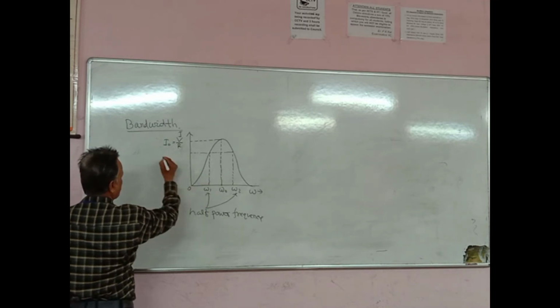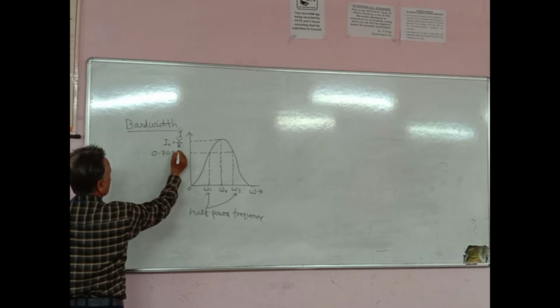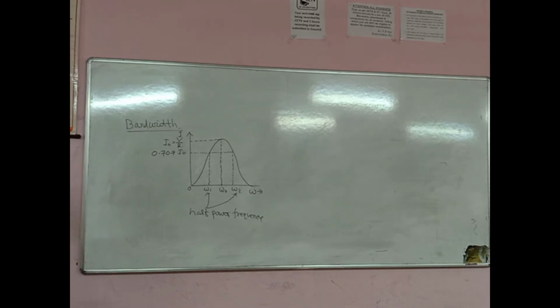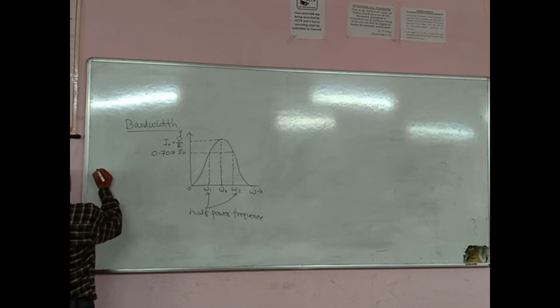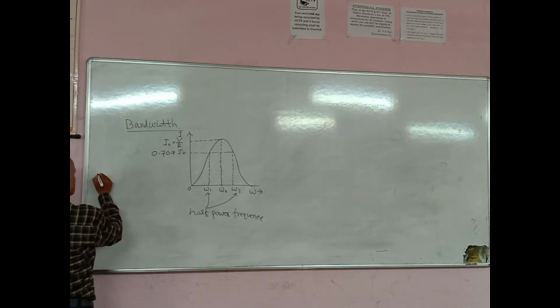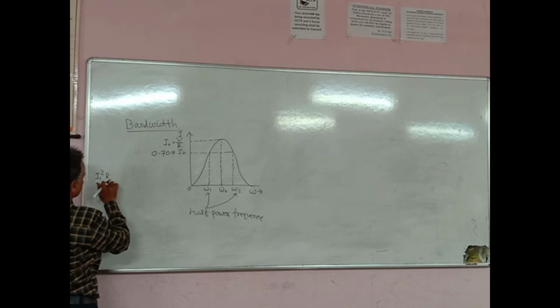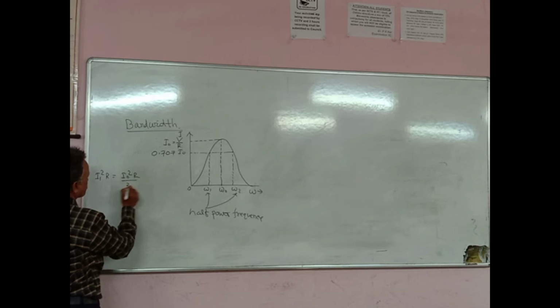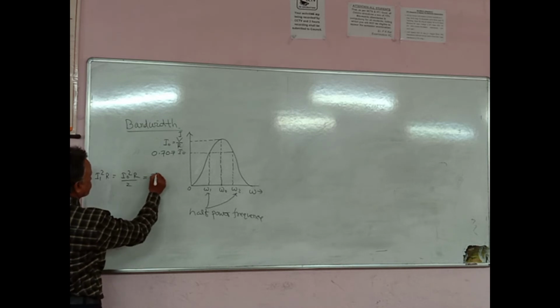That means at that half power frequency, the current becomes 0.707 I0. How does this happen? We observe that according to this definition of bandwidth, the power at this half power point, suppose at omega 1, the power is I1 square R. The power at resonance is I0 square R, and half of that power, I0 square R by 2, is equal to I1 square R. That becomes I2 square R also.